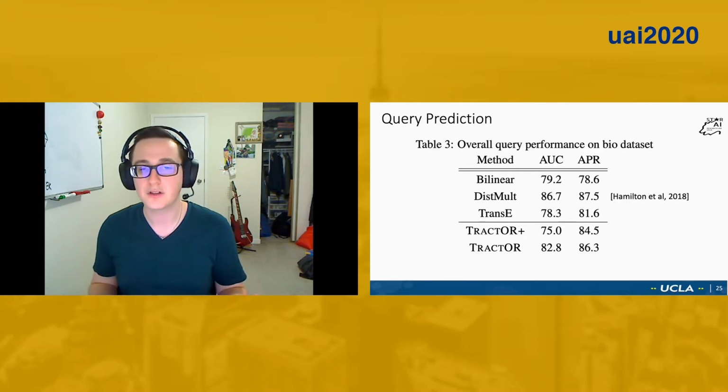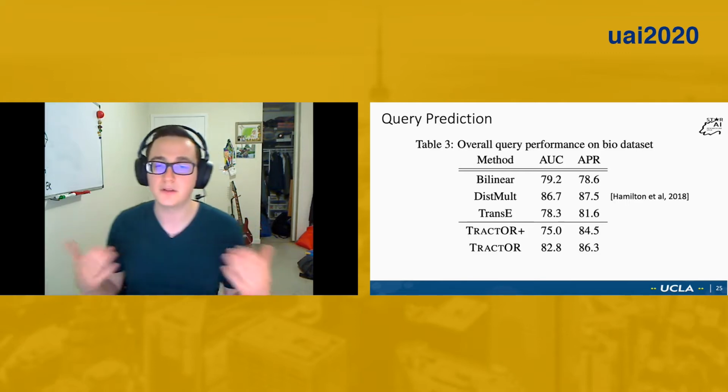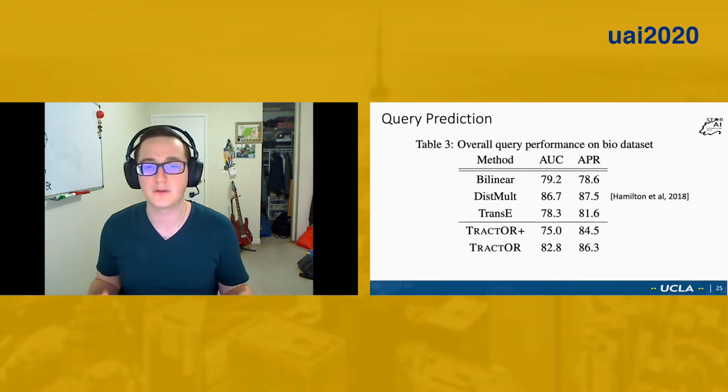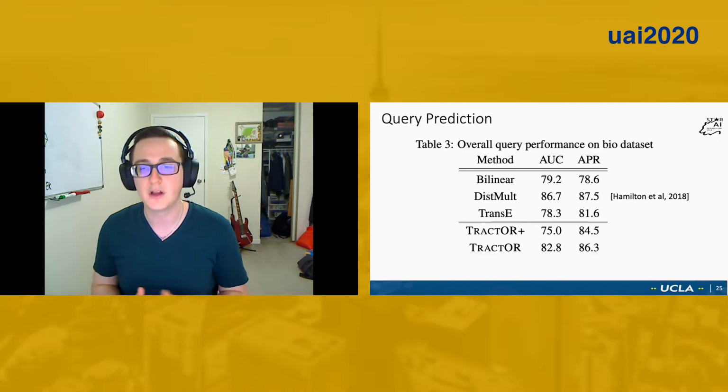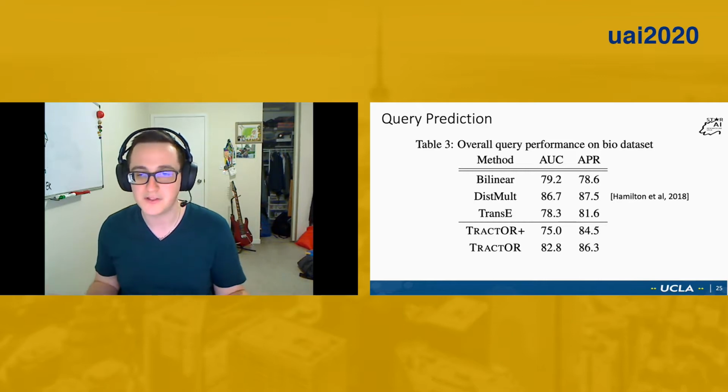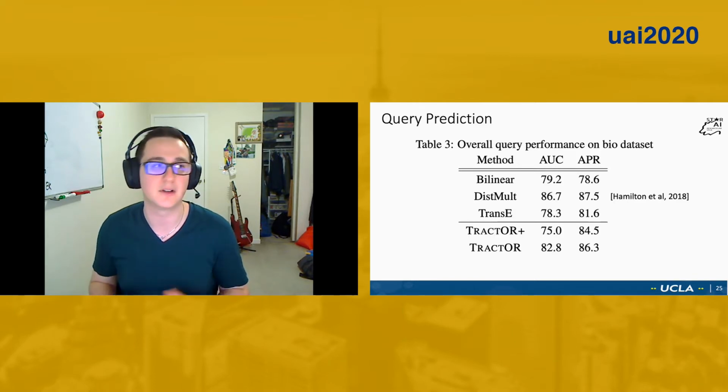In terms of query prediction, we compare it to one of these models which, as I mentioned earlier, treats querying as another machine learning task. We use the same setup where you generate queries, and we find that it's very similar, despite the fact that we're not treating it as another task. It's just part of our model directly.